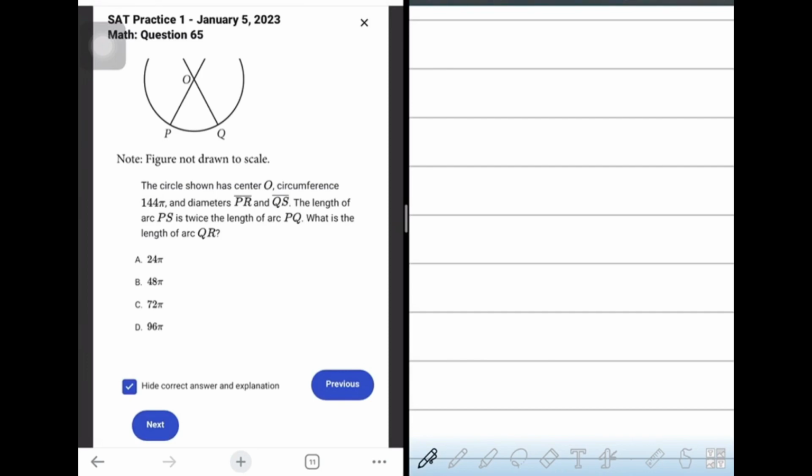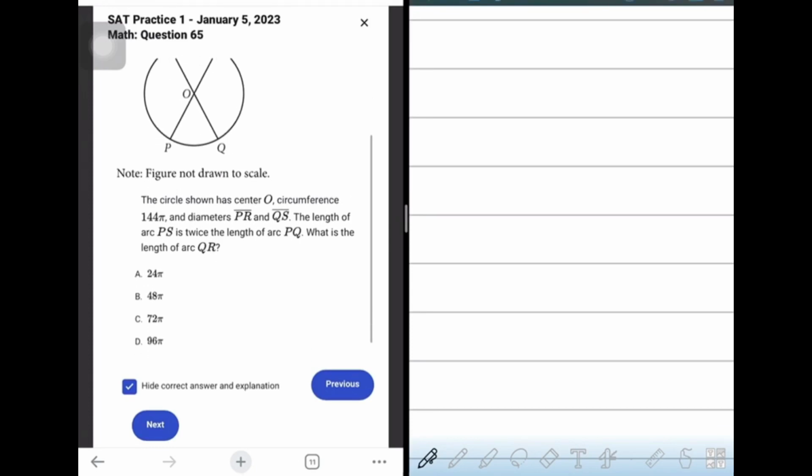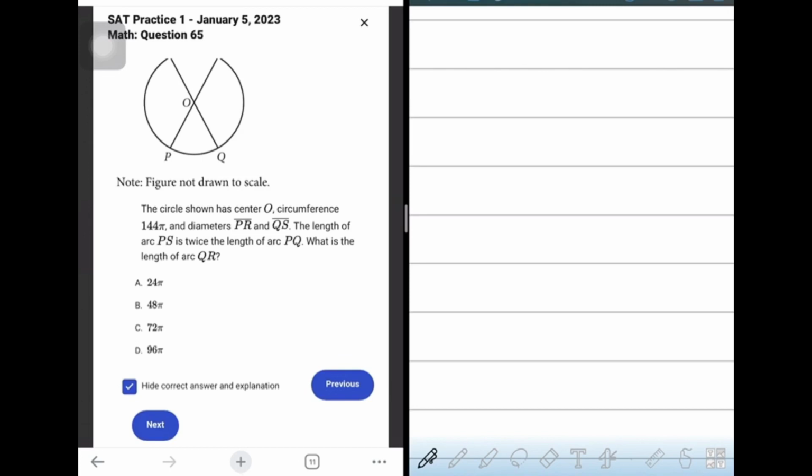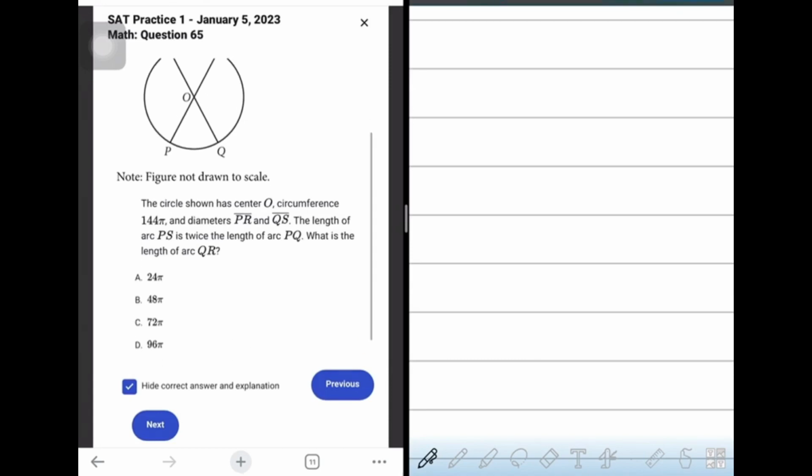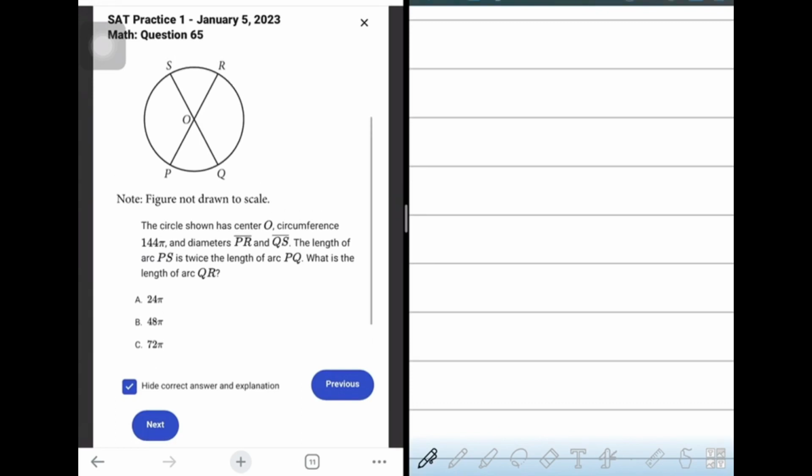The circumference is 144 pi, and the question is about the diameter and the length. This is the difficult one. The length of PS is twice the length of PQ.